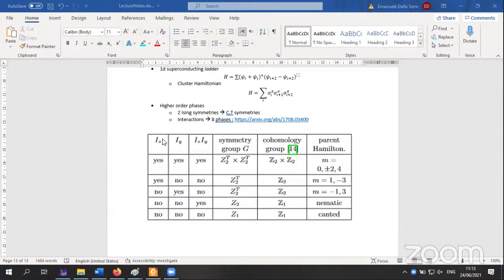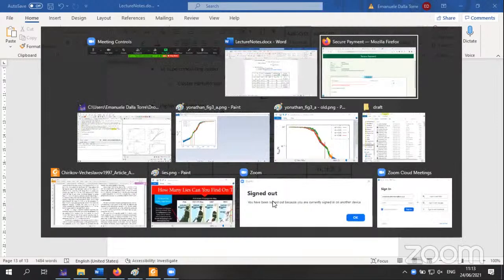Eventually, what we showed in this paper is that you can build these 8 phases using the spin terminology. What is shown here are the symmetries of the problem and the cohomology group. The cohomology group tells you the properties of the topological phases, so this is the symmetry of the problem, and this is how many topological phases you have. If you have 2 Ising symmetries, then you have Z2 cross Z2, overall 4 topological phases, or you can have only one of them. The details are in that paper. It's just to say that we know what the answer is.